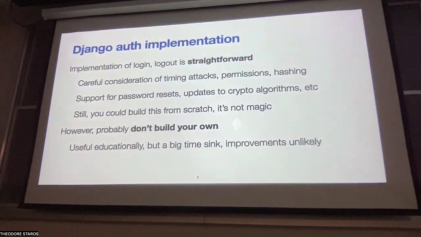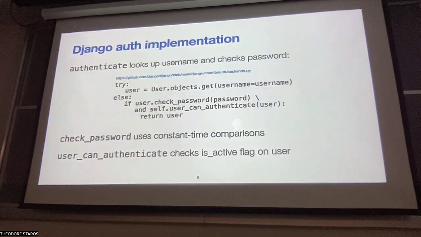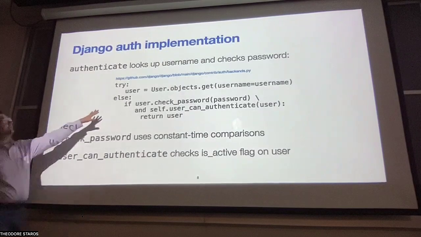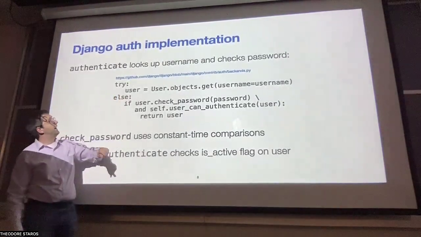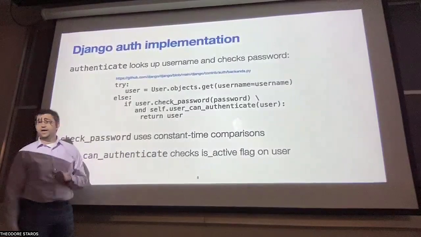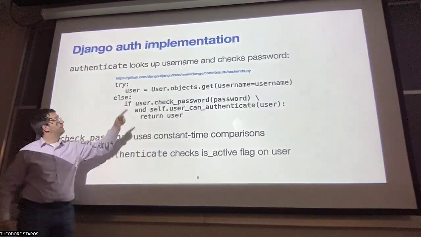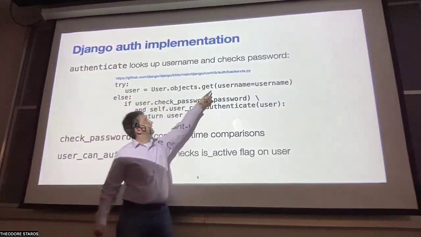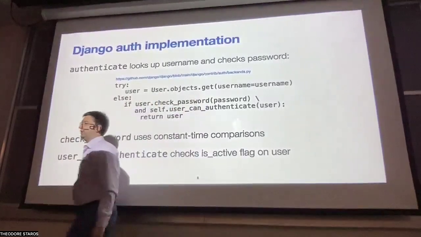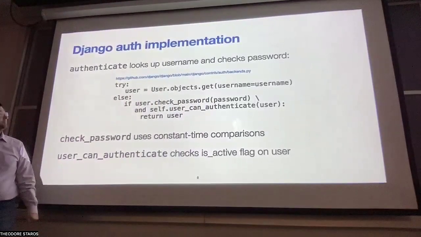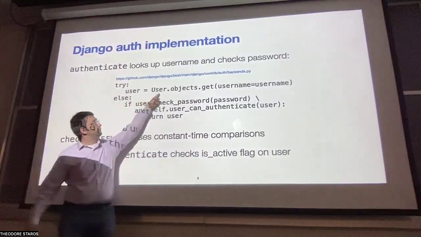Anyway, these are pretty straightforward to use, and you can see that at the core, they're not doing anything too complicated. Here we can see what's going on. To authenticate a username password pair, all it's really doing is looking up the user object by the username. That's pretty fast because usernames are unique.